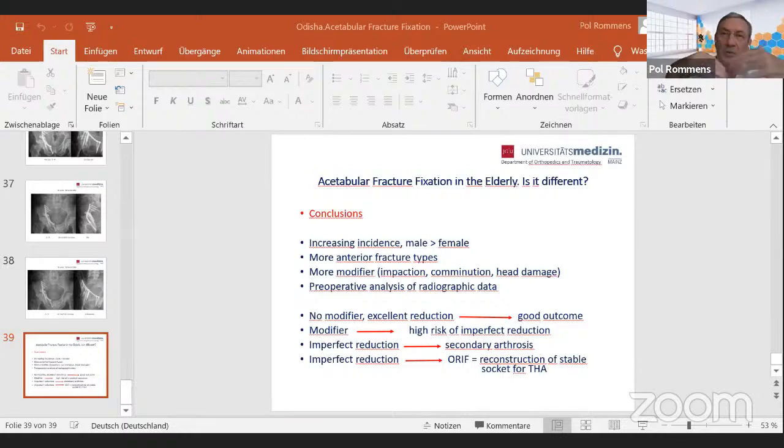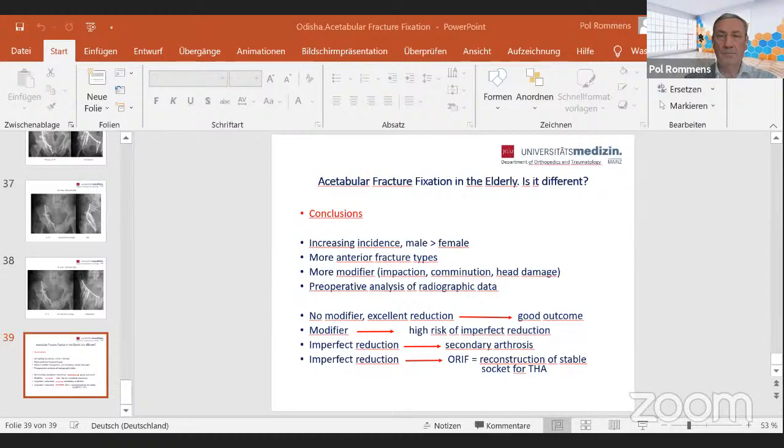So we prefer to do this primary surgery as an ORIF and achieve as good a reduction as possible to have this anatomical cavity that is similar to what it was before. And if needed, you can place a simple cup into that broken acetabulum when it is healed. Yes.